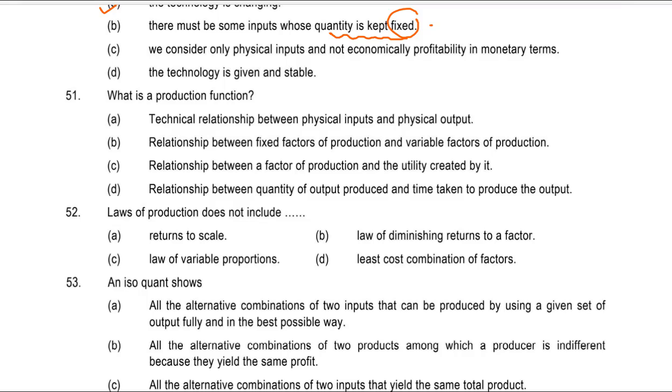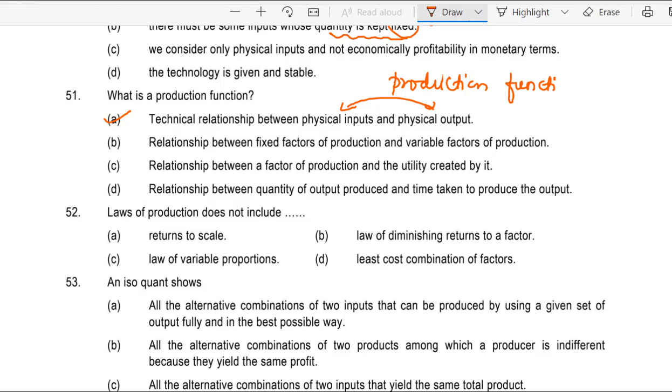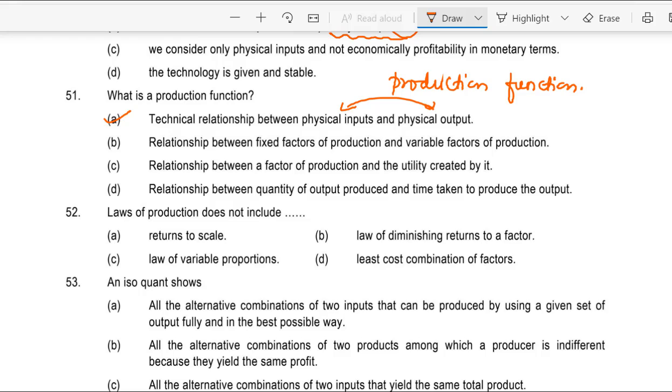So over here the answer is A. That is technical relationship between physical inputs and physical outputs is known as production function. Let's go to question number 52 now.